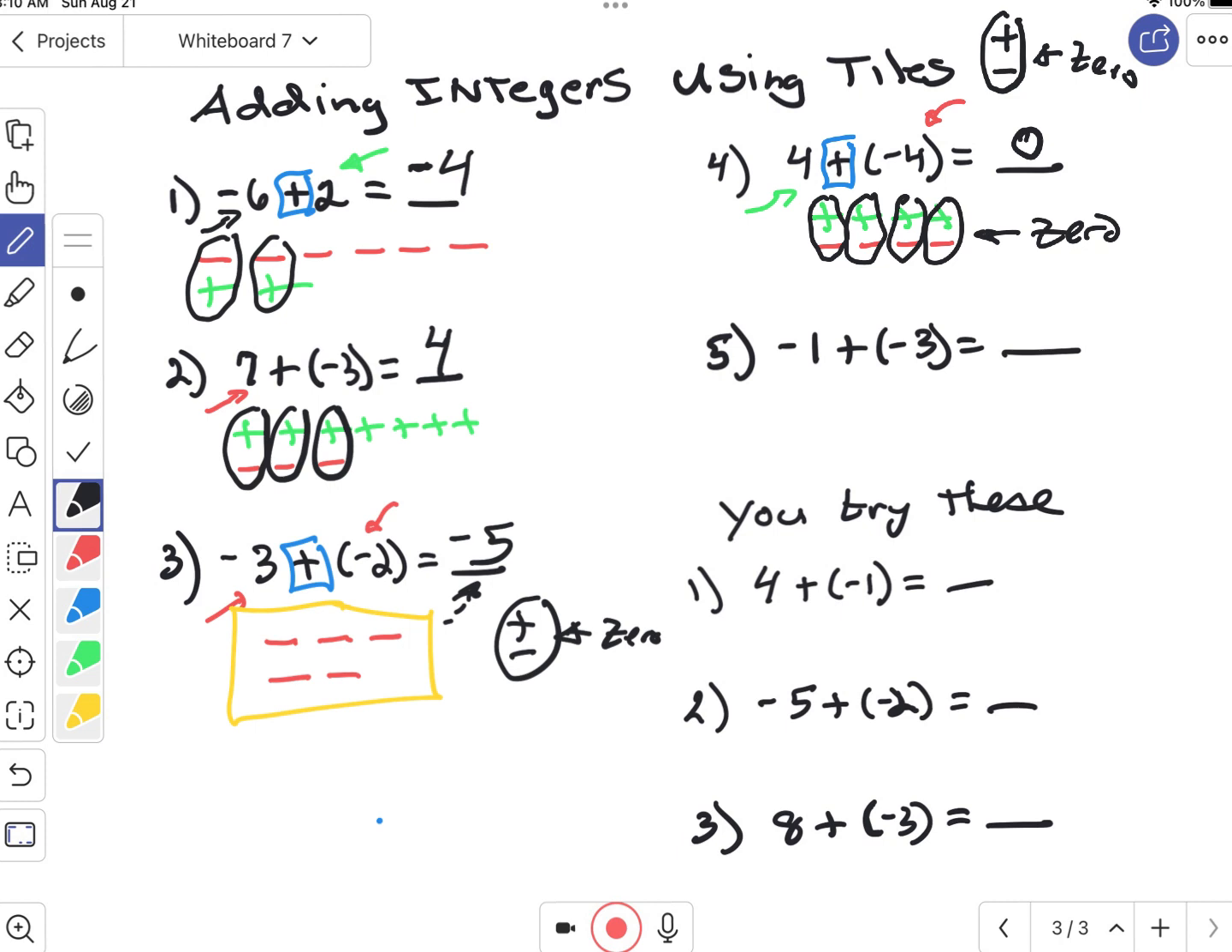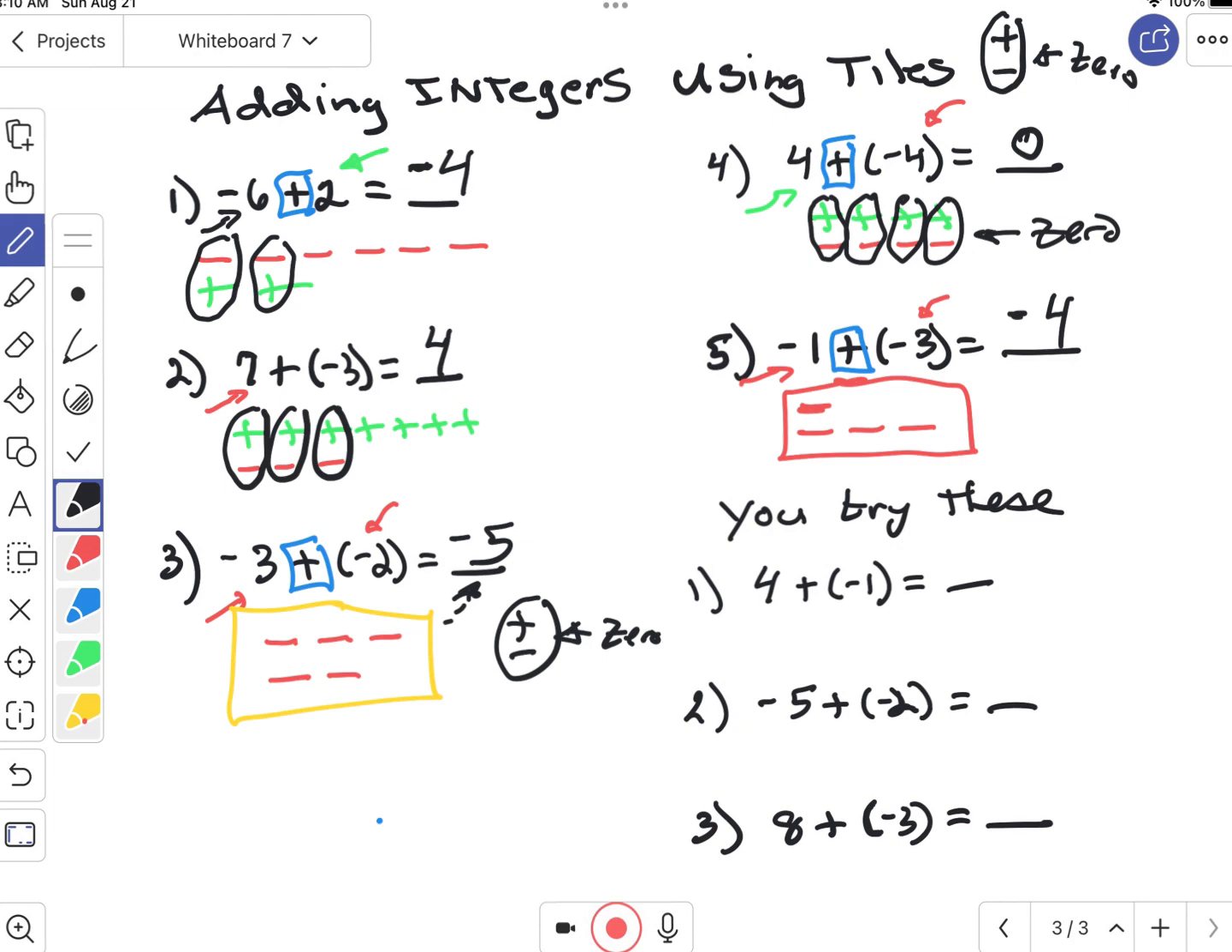In this problem, we're starting with a -1 in our picture, and then we're adding 3 more negatives to the picture. And collect your zeros. There are no zeros in this picture, right? There aren't any zeros to collect. And so what do we see? I see just 4 negatives. So -4 is my final answer. Again, why don't you pause and try these problems here and see how you do, and then come back and play the video.